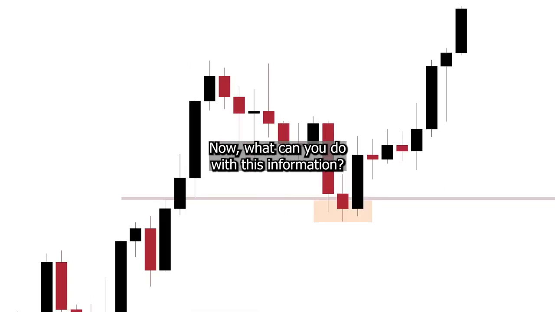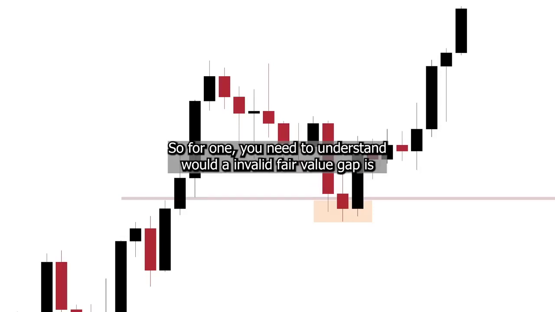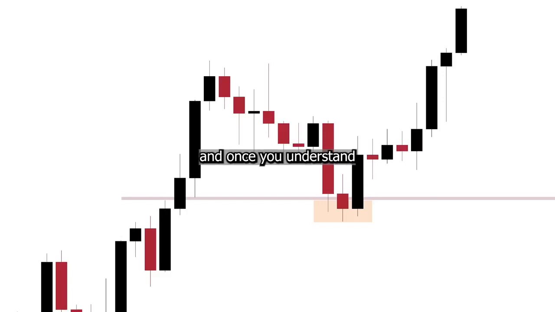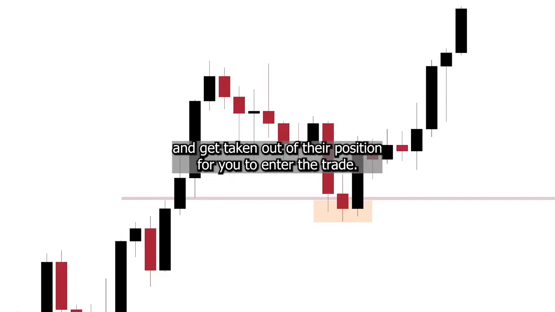Now, what can you do with this information? How can you take advantage of smart money traders getting trapped and trade against them? For one, you need to understand what an invalid fair value gap is. And once you understand that, you need to wait for smart money traders to lose their trade and get taken out of their position for you to enter the trade.